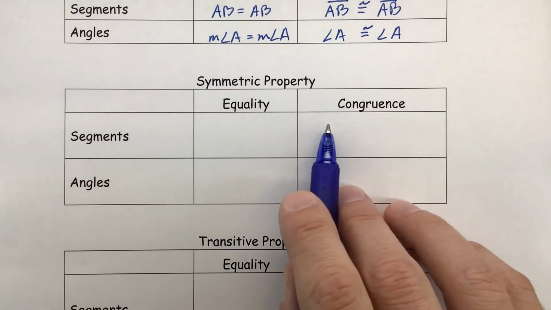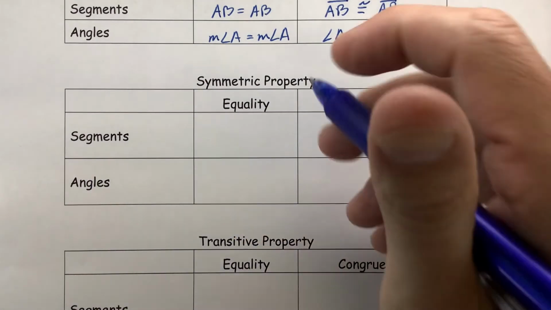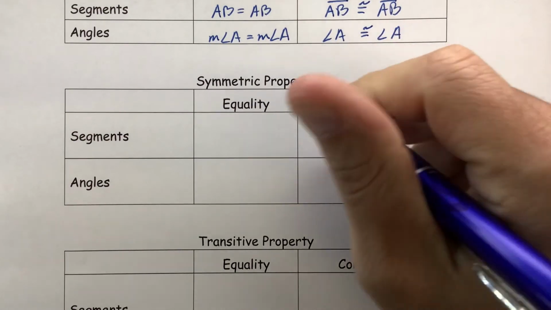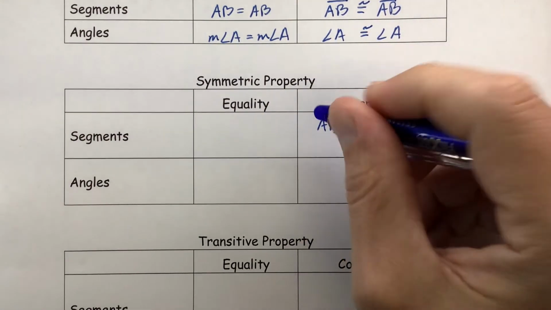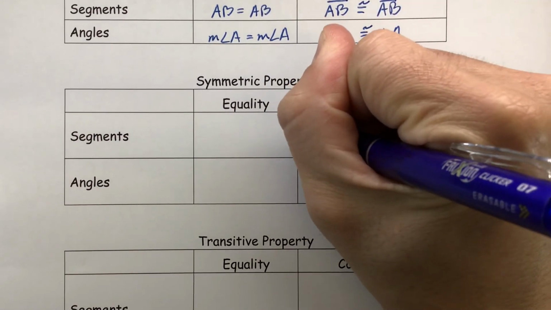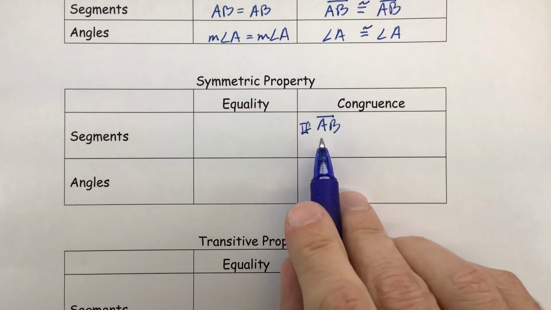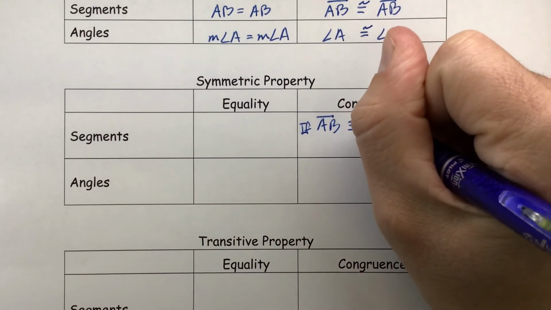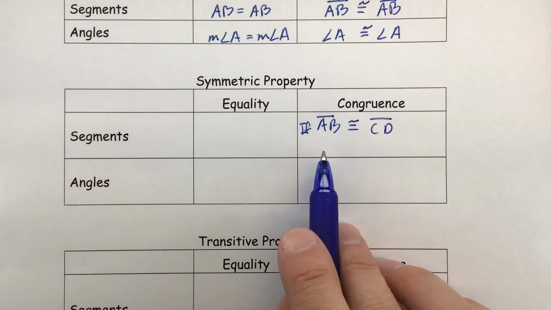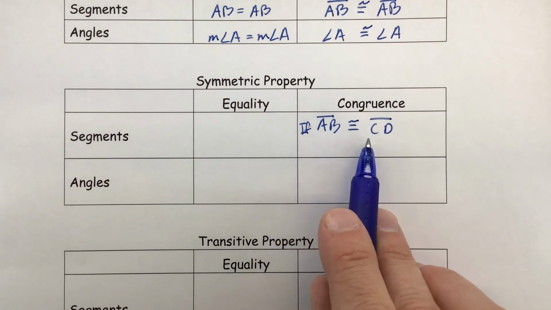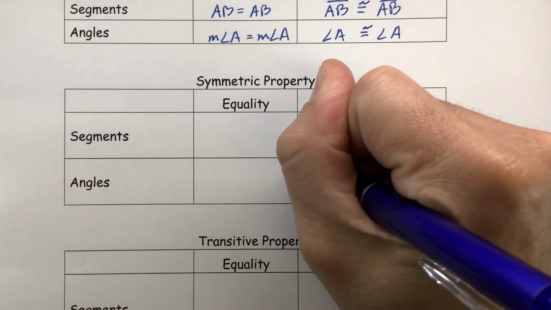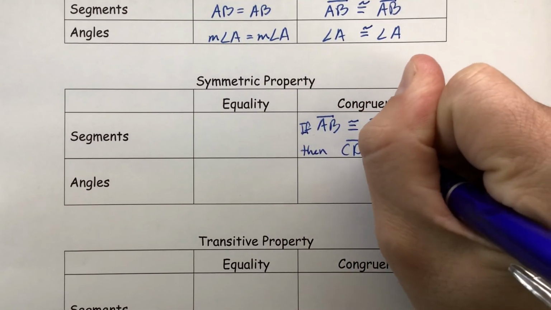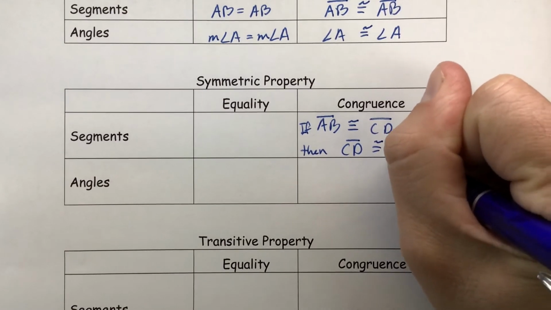Okay, let's look at the congruence again first. For segments, we may have the statement, let's write it this way. If line segment AB is congruent to line segment CD, you've got line segment AB is congruent to line segment CD. If that is true, then line segment CD is congruent to line segment AB.